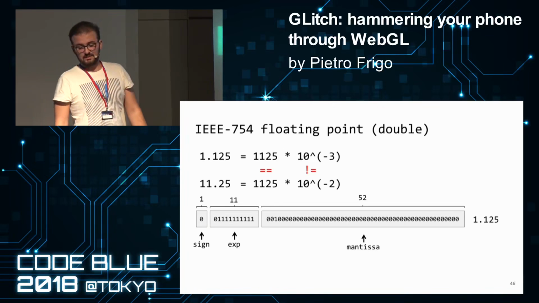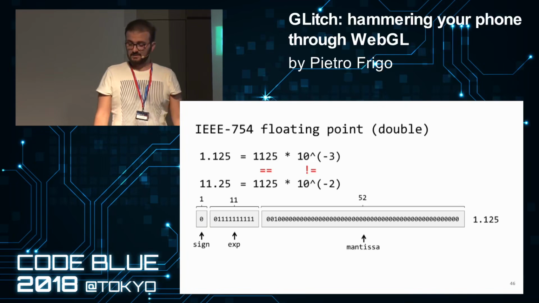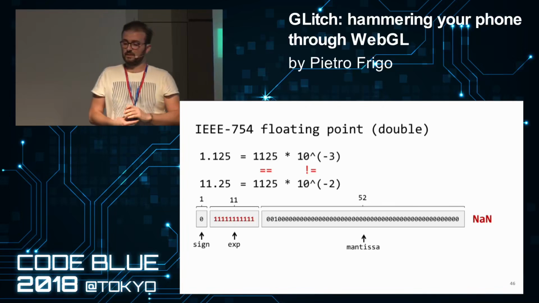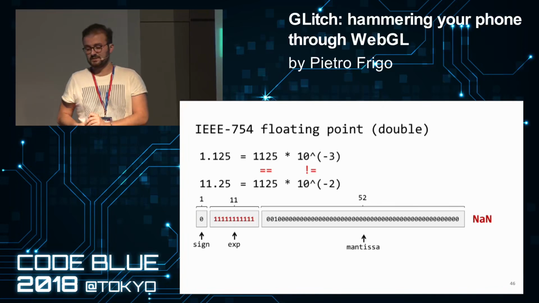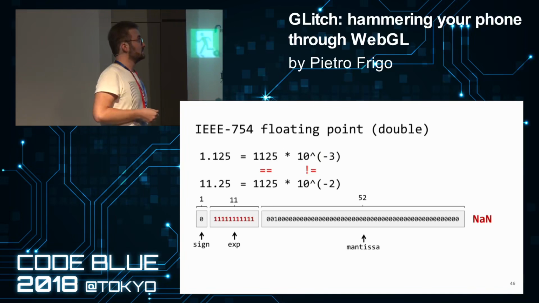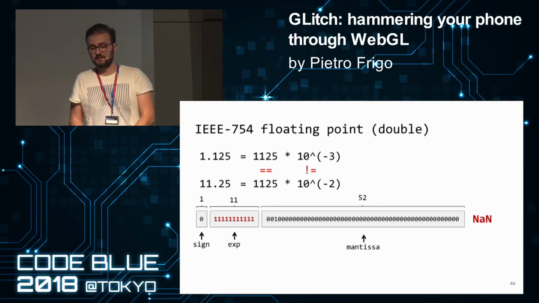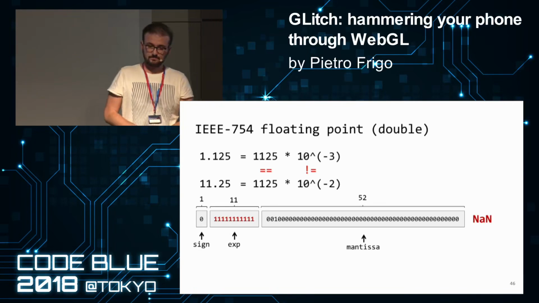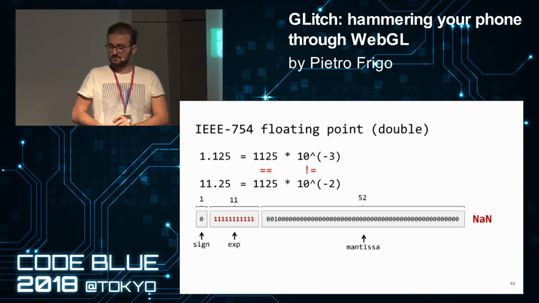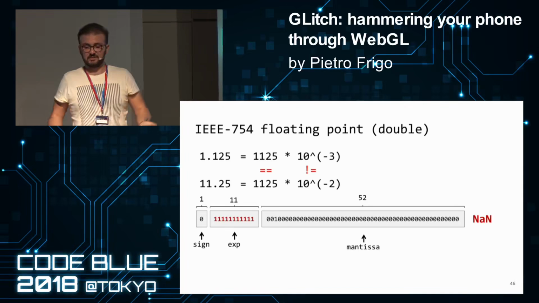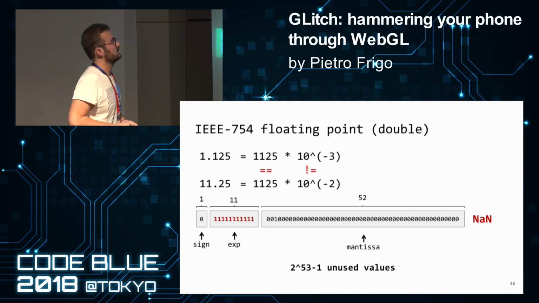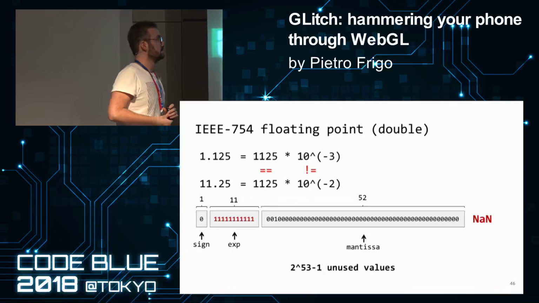And what they designed when they decided the standard was that if all the exponent bits are set to 1, and another bit inside the significand is set to 1 as well, this value would be considered NaN, and NaN stands for not a number, which means that you cannot really use that value for any computation, but it's just there. So this means that you have 2 to the power of 53 minus 1 unused values in the same encoding.